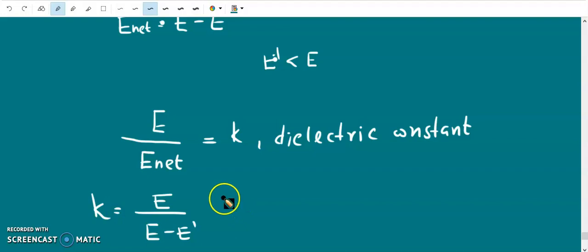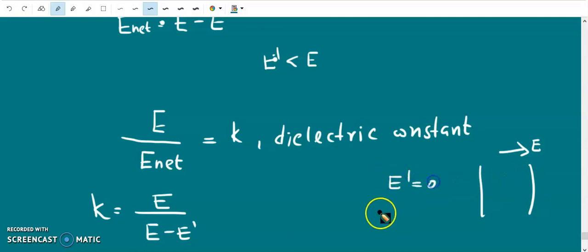electric field. So initially at a region we have an electric field E. This is air or vacuum. Then we place a dielectric material over here. Then the electric field inside the dielectric material is E net. So the ratio of these two will give the dielectric constant of the medium. We can see that for air or vacuum the electric field does not change, E prime is equal to 0 and K is equal to 1.